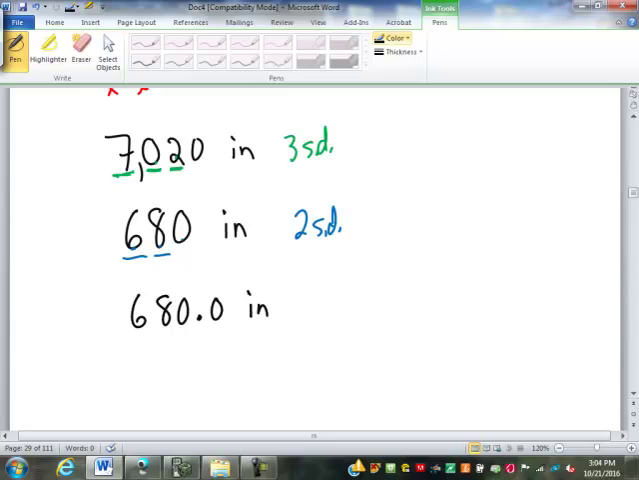Made a very subtle change here. 680.0. The 6 and the 8 are still significant. Is this 0 significant? Well, not on its own it's not, but is this 0 significant? It's after the decimal point, and are there other significant digits before it? Yeah, there's 6 and 8 there. So that 0 is significant, because it's after the decimal point, and it's after other significant digits. So what does that tell us about this one? It is, because it's between significant digits. So that has 4 significant digits.